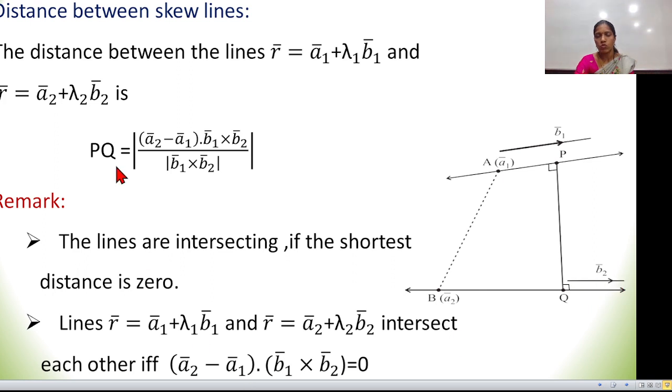For finding this distance, take the difference between these two points, that is, a2 bar minus a1 bar. Here we see (a2 bar minus a1 bar) dot, take the cross product of the two parallel vectors, b1 bar cross b2 bar, and divide by the magnitude of this cross product. This is our shortest distance between the two skew lines. For finding the shortest distance between two skew lines, we have to apply this formula. It is a very, very important formula.